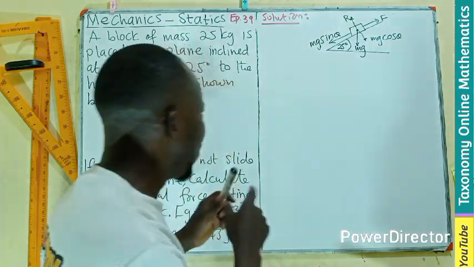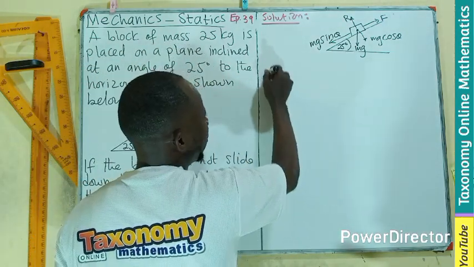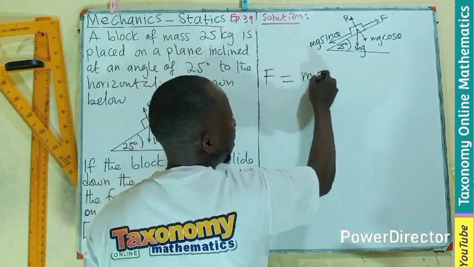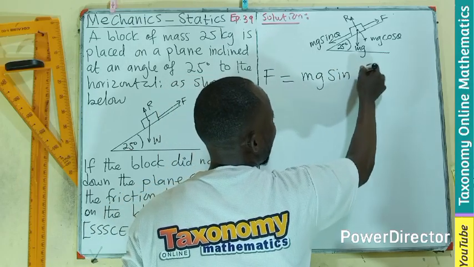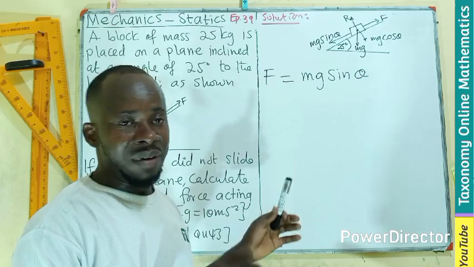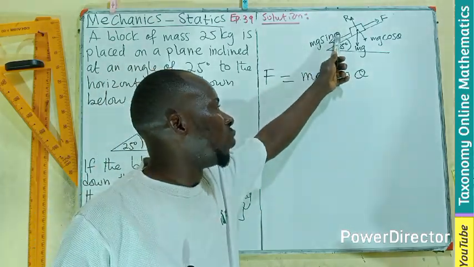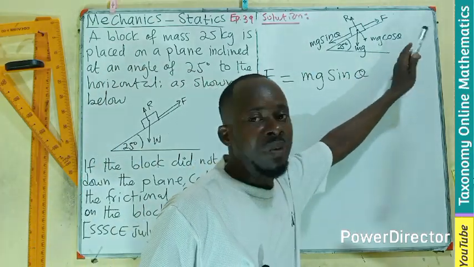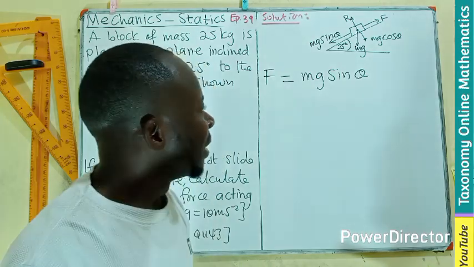So here we are looking for that frictional force, meaning the frictional force is just equal to mg sine theta. And that theta is the angle 25 we have there. You could have been given mg sine 25, mg cos 25 all along. All right, now what do we do?